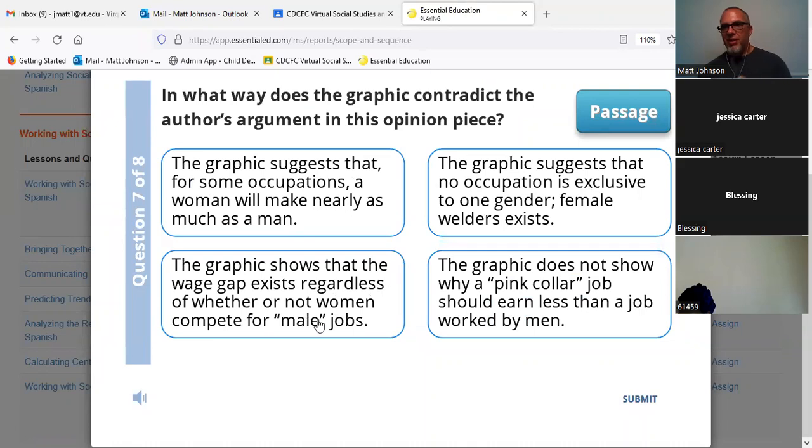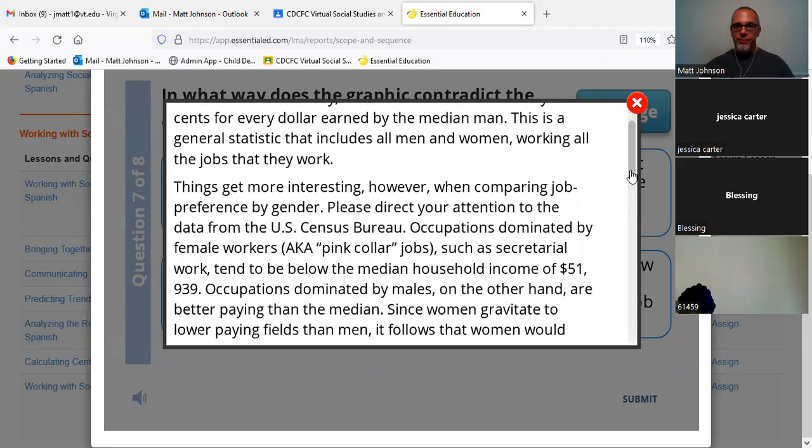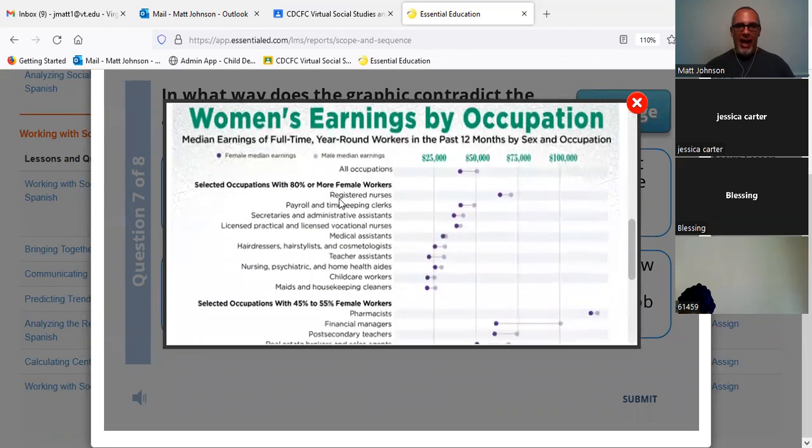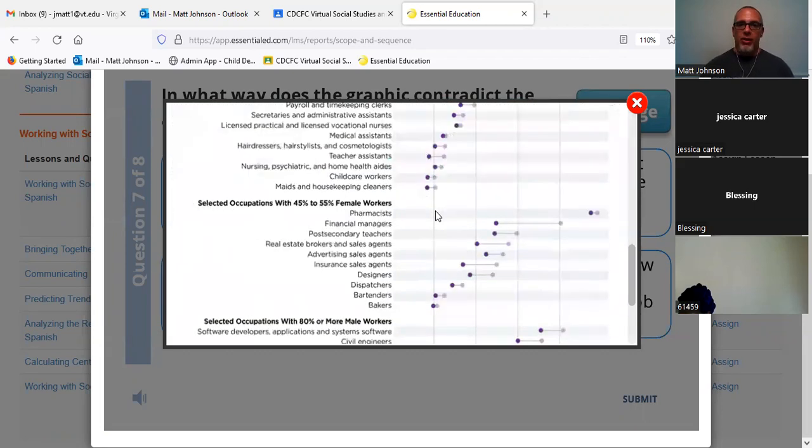Now, there's also a contradiction here. The argument that the text is making is that largely the wage gap is caused by women working in other fields. However, there's a contradiction there because it's also showing, right? The graph shows the wage gap exists regardless of whether or not women compete, right? So even in the fields dominated by women, men make more. So 80% or more female workers. Is that inverted? Do women make more? No, men still make more in those roles. Even these other jobs, right?